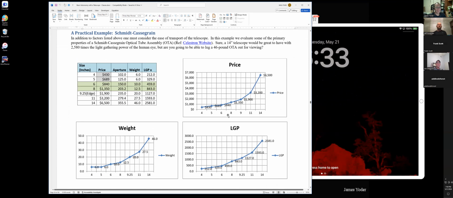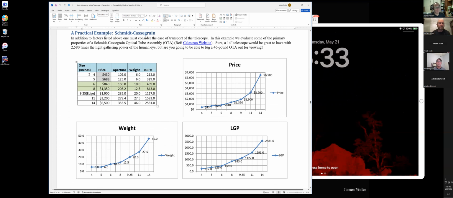So here's a practical example. I just took a Schmidt-Cassegrain. Things to think about, again, when I was talking about the weight and the light gathering power, you want as much light gathering power as you can get. But I thought it would be interesting to put a little curve together here. I don't know if these numbers are valid anymore. I think they're pretty much right.